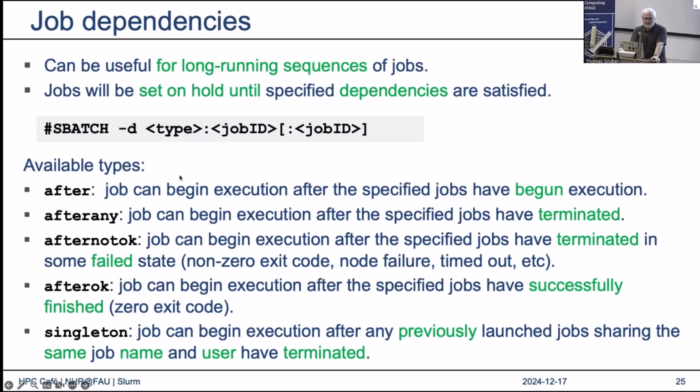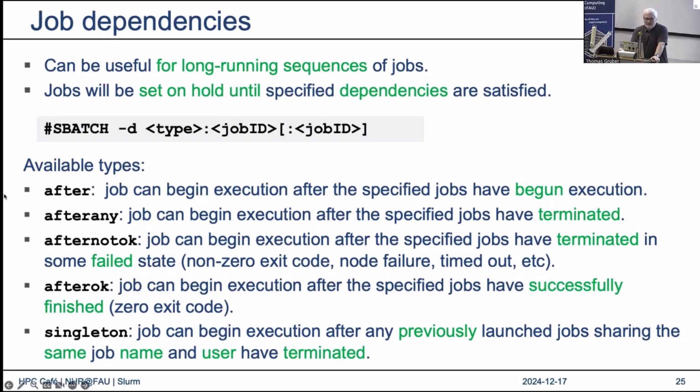Now, what are the available types? The usual type that you probably should start with is afterany. Afterany means that this job that you just submitted can only begin execution after the specified job has terminated. And in this case, we don't care whether it has terminated okay or whether it has an error. If you only want to schedule the follow-up job if the previous job was okay, so exited with an exit status of 0, you can do that too. You say afterok. Afterok means the job can only begin if the previous job has ended with a successful exit code, like 0 in Unix terminology.